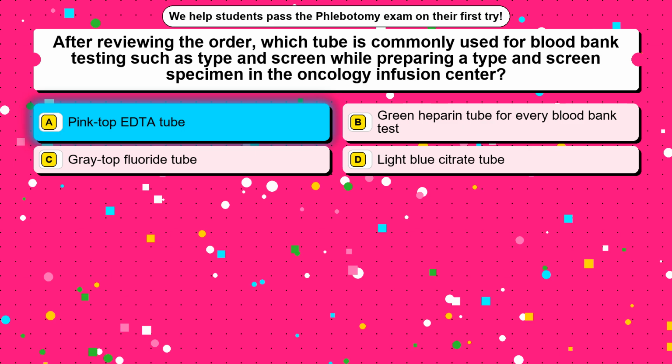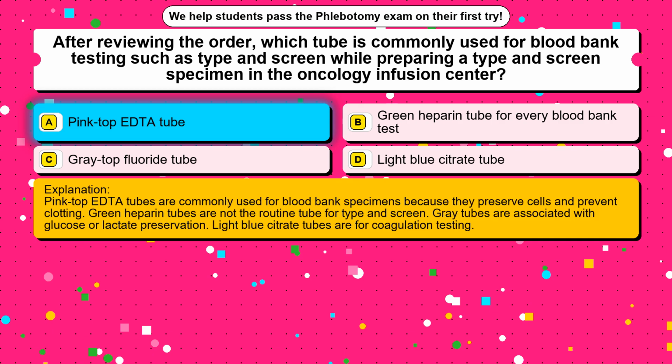The correct answer is option A, pink top EDTA tube. Pink top EDTA tubes are commonly used for blood bank specimens because they preserve cells and prevent clotting. Green heparin tubes are not the routine tube for type and screen. Gray tubes are associated with glucose or lactate preservation. Light blue citrate tubes are for coagulation testing.